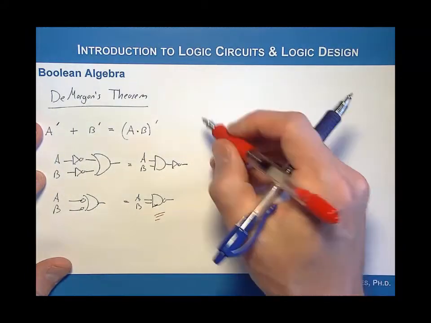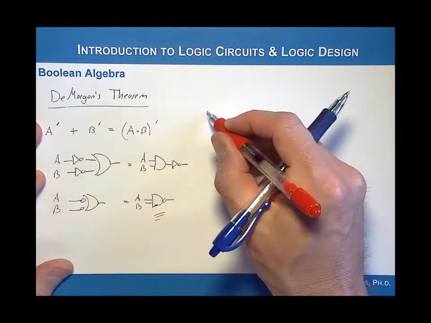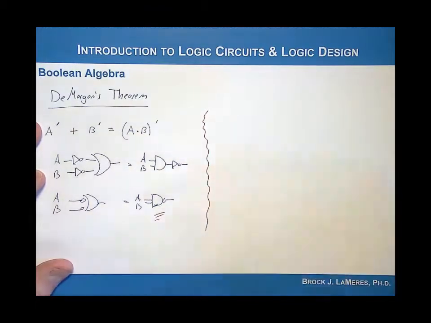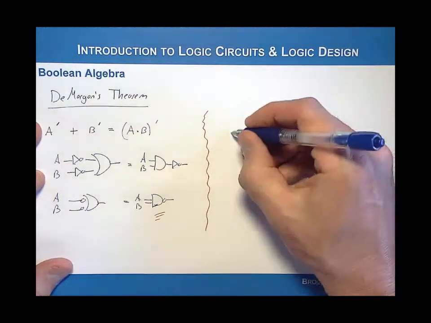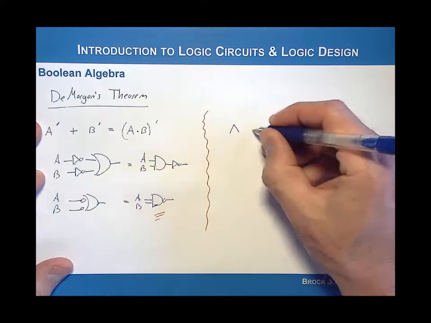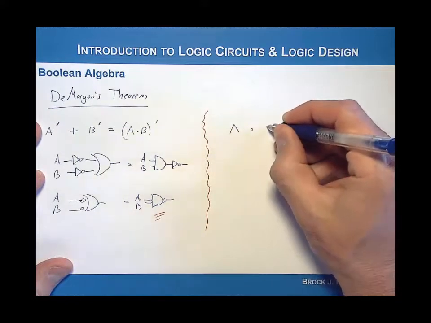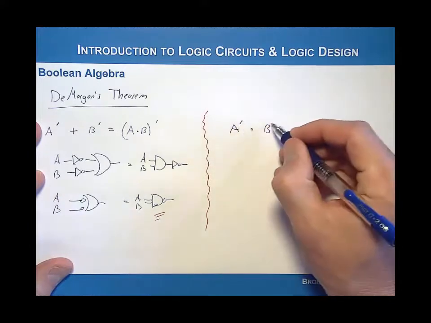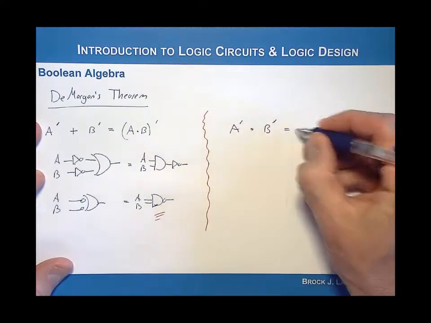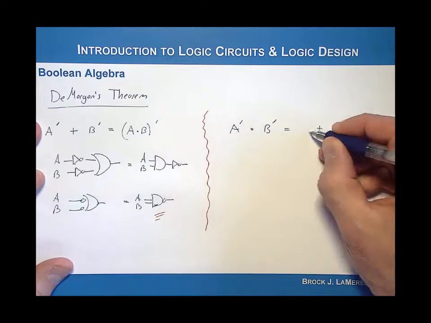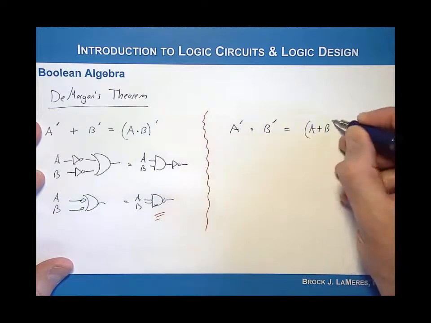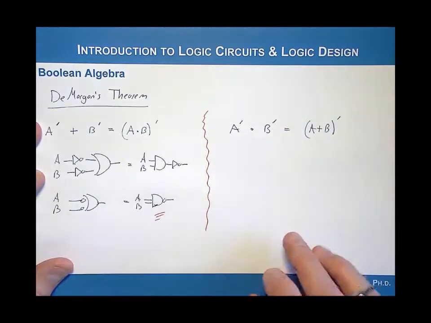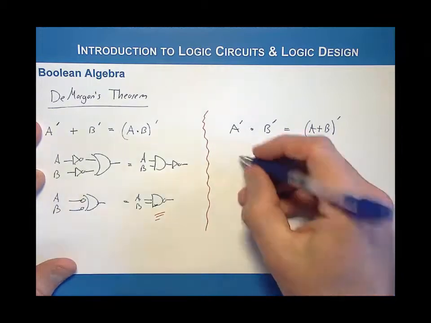Let's take a look at the dual of this. So the dual is going to be: if you have an AND operation where the input variables to the AND operation are inverted, it's going to result in an OR operation of the same 2 input variables with the output inverted. So if I draw that graphically, that looks like this.